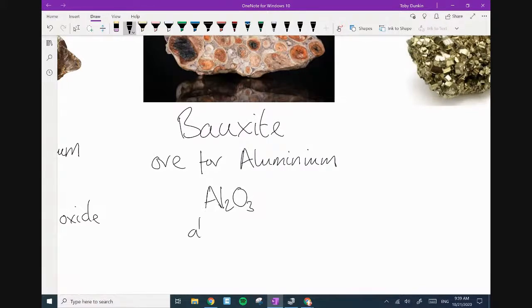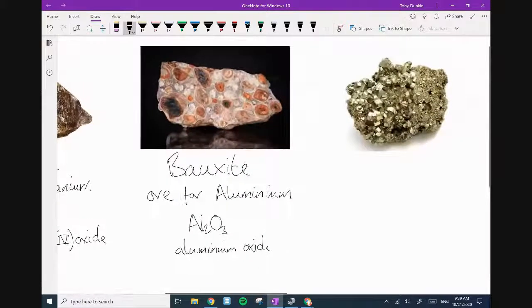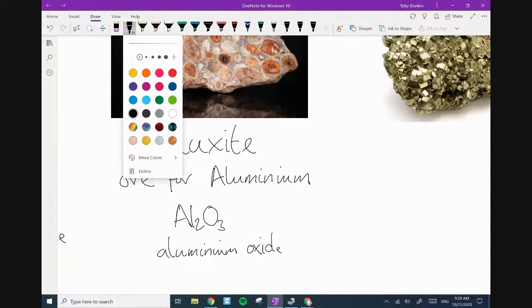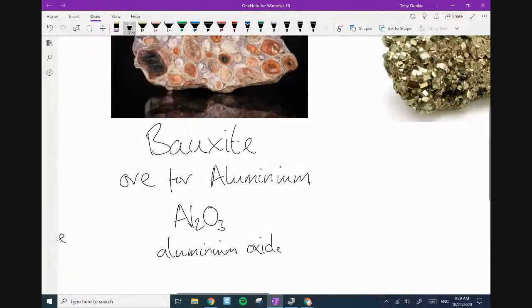Al2O3. This is aluminium oxide. Now, notice that this name doesn't need a Roman numeral. The reason being is because aluminium is not a transition metal. Now, guys, you need to know this guy. So what I'm going to do is I'm just going to star this one with the rock star.